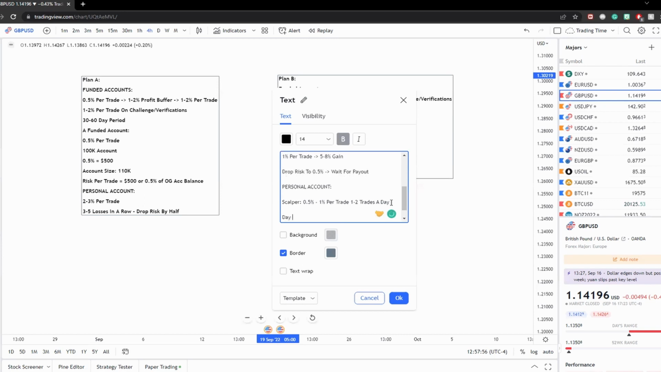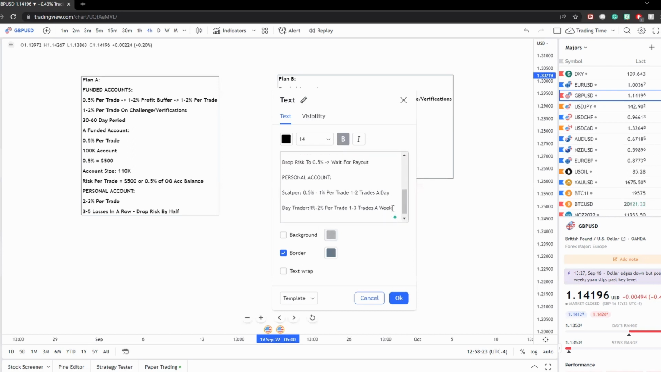And if you're a day trader, obviously, you would be, I think, 1% to 2% per trade, or higher, but it depends on you guys, but 1 to 2%. And then maybe 1 to 3 trades a week, because day trade doesn't mean you're trading every day. It just means you're probably going to hold for more than an hour usually, or more than a few hours.